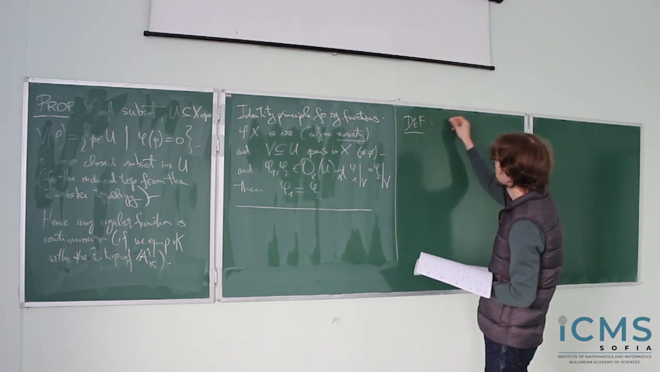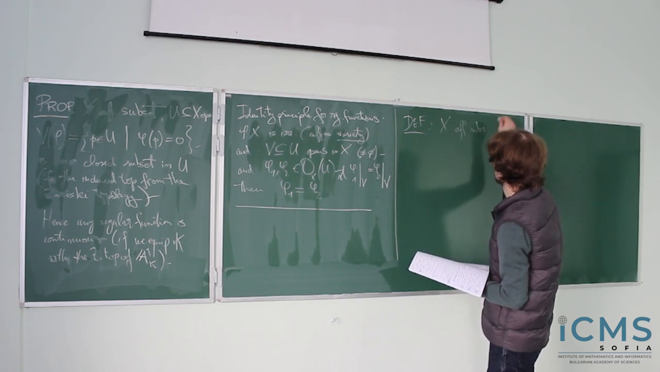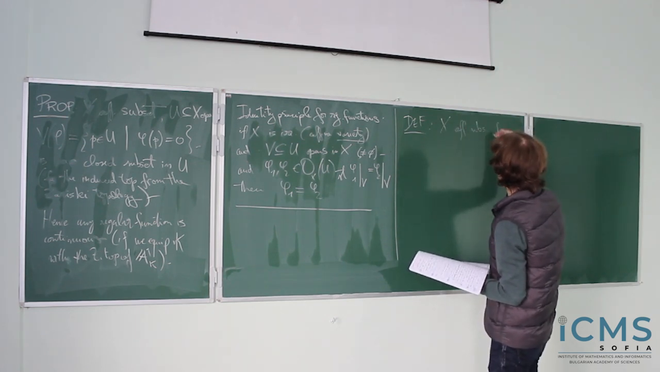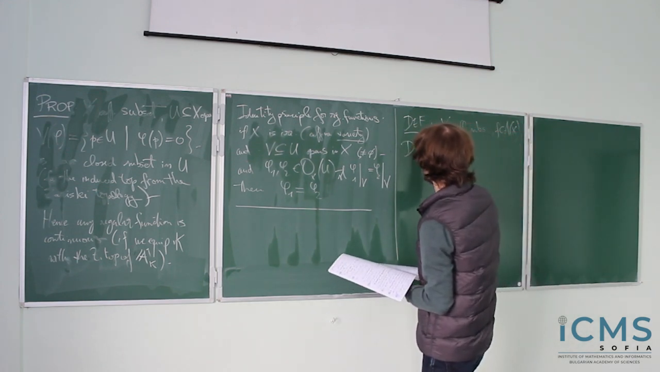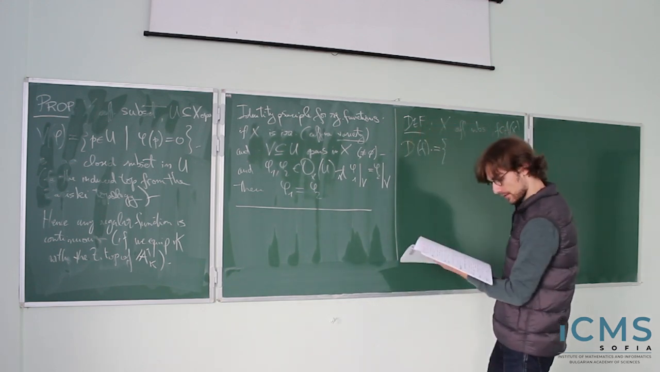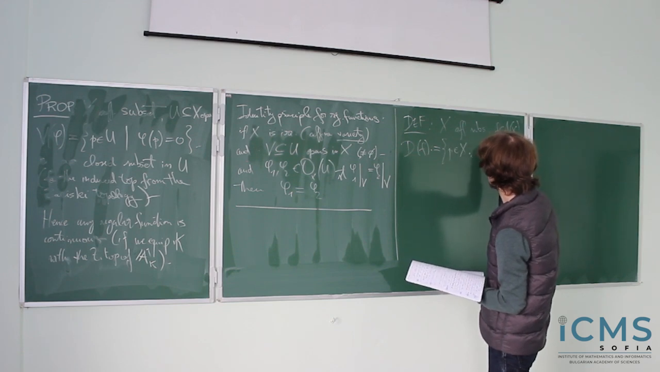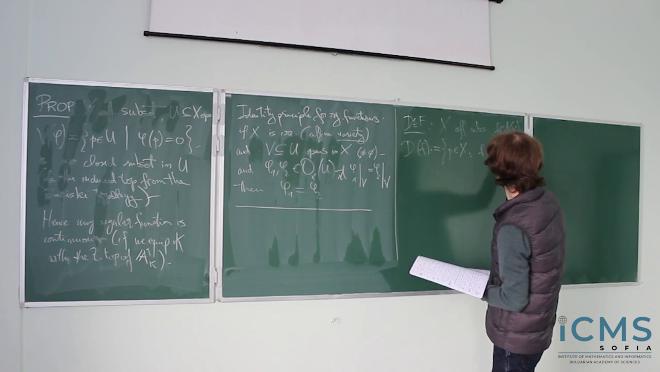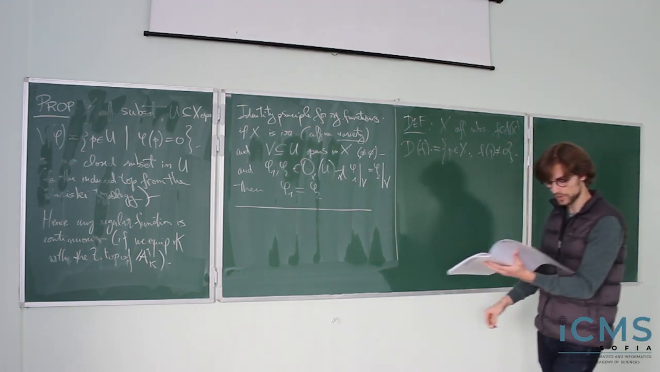So let's fix X an affine subset, and f a polynomial function. Then define D of f as simply the set of points in X such that f of x is non-zero. Okay. So this is the distinguished open subset of f in X.